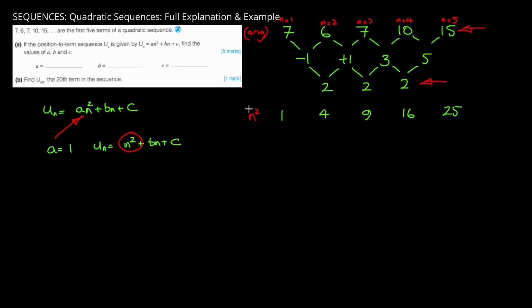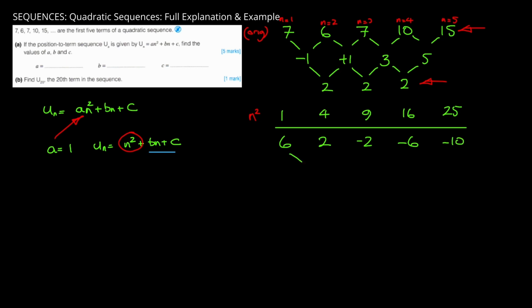Now I'm going to subtract 1 from 7, 4 from 6, 9 from 7, 16 from 3, and so on, to generate a new sequence, but it will be a sequence which is defined as bn plus c, which will be a linear sequence. So let's do that. So 7 take away 1 is 6. 6 take away 4, 2. 7 take away 9, -2. 10 take away 16, -6. 15 take away 25 is -10.